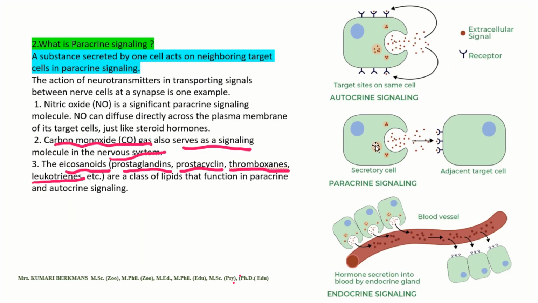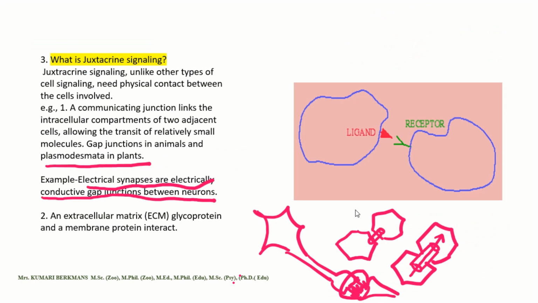Next, paracrine signaling: the secretor cell secretes mediators that will be received by the receptors of the adjacent target cell, and the work will be done as signaled. And the next one is juxtacrine, which takes place between two cells. You can see here, through the ligand, the signal will be given.